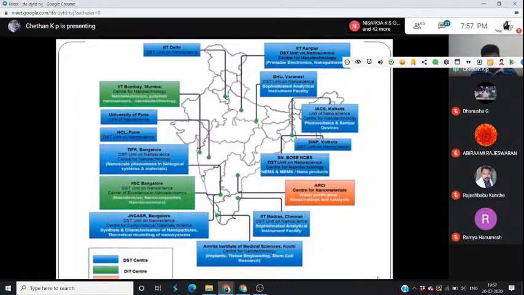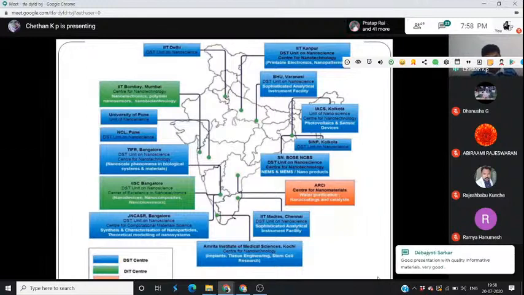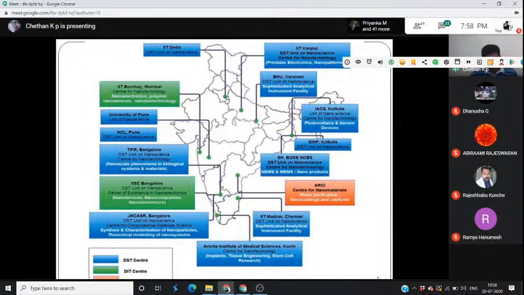This is not mainly in the animal nutrition side, but in other areas like electronics, computers, photovoltaics, paints, and other areas. Especially the top institutes involved in nanotechnology research are IIT Delhi, IIT Kharagpur, Bombay, University of Pune, IISc Bangalore, and many others.